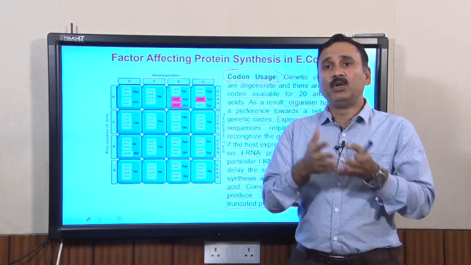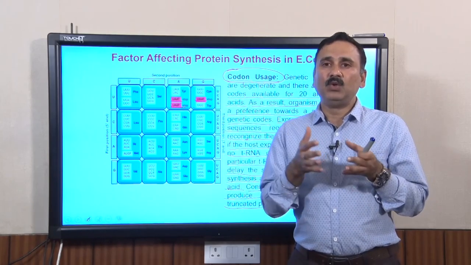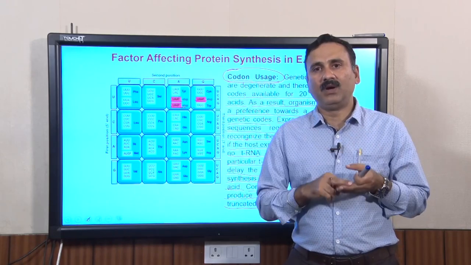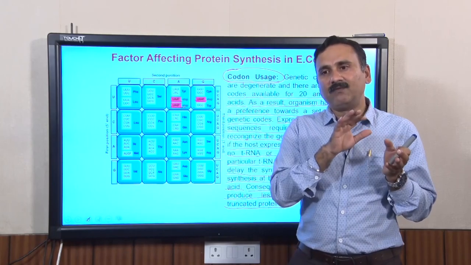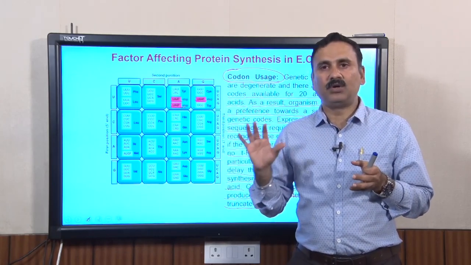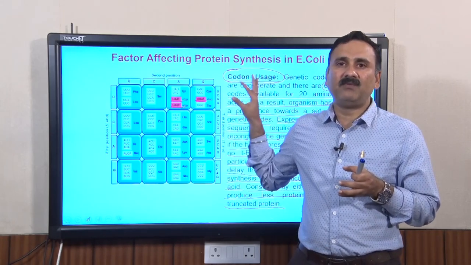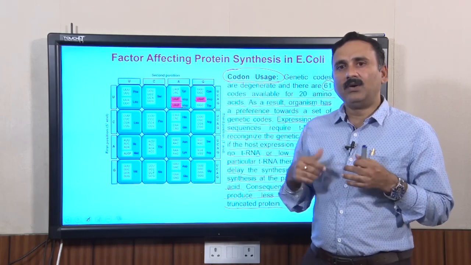So, before you decide to overexpress a particular gene, you have to verify and test that this problem does not exist, which means you have to critically evaluate the gene structure or the gene sequence to know that the particular type of tRNA would not be a problem. Okay. So, now let us move on.